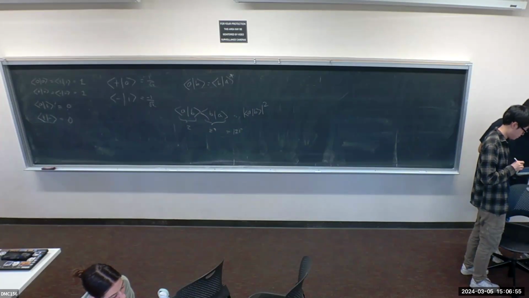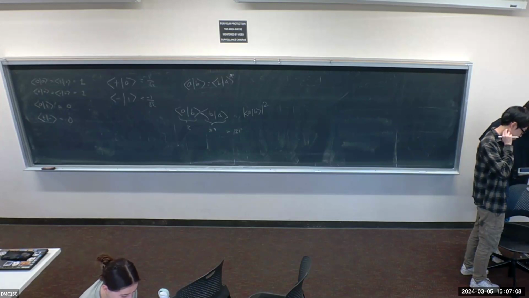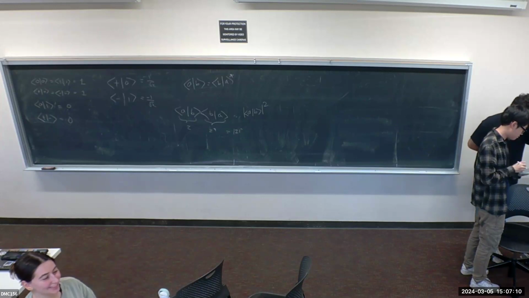Projective measurement, the characteristic of P is P square. How do we know what to do?